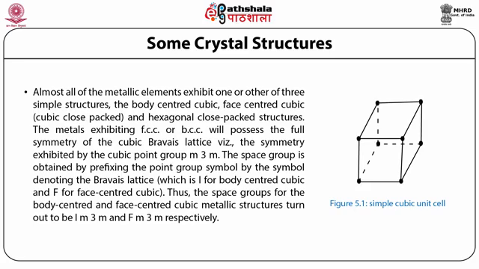The space group is obtained by prefixing the point group symbol by the symbol denoting the Bravais lattice, which is capital I for body-centered cubic and capital F for face-centered cubic. Thus, the space groups for the body-centered and face-centered cubic metallic structures turn out to be capital I, small m, 3, small m, and capital F, small m, 3m respectively.